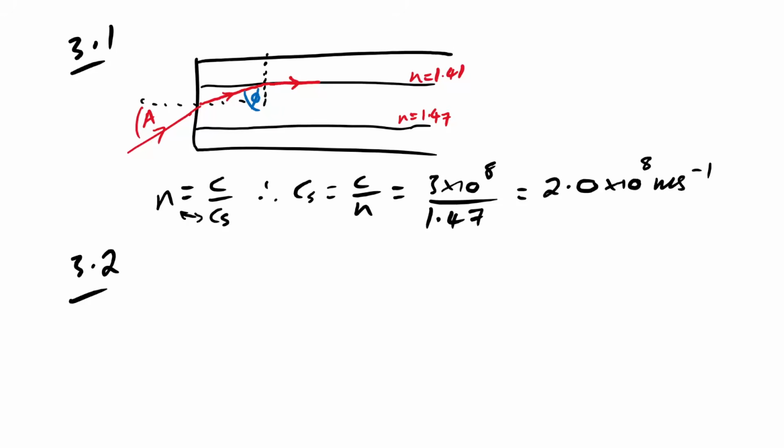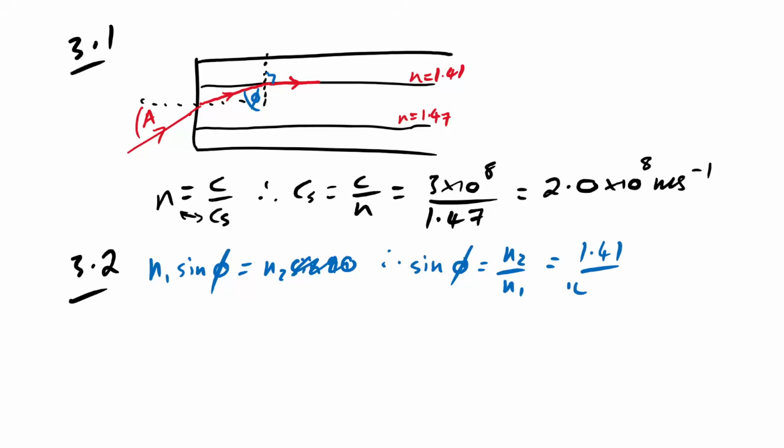So start off with Snell's law. I always like starting off with Snell's law. N1 sine phi going in is equal to N2 sine phi 2, but we know that's 90 degrees, so sine of 90 ends up being 1. And so therefore the sine of this angle phi is equal to N2 over N1, which is equal to 1.41 divided by 1.47. So phi is just going to be the inverse sine of that, and that gives us 73.6 degrees, let's be accurate for the time being.